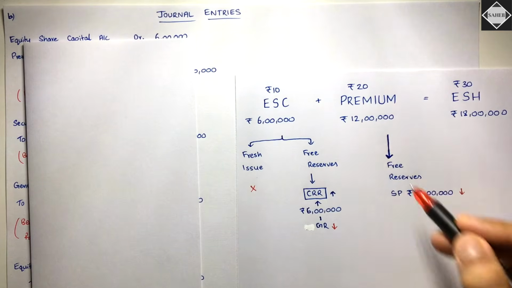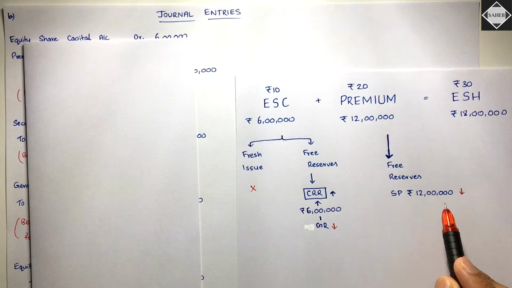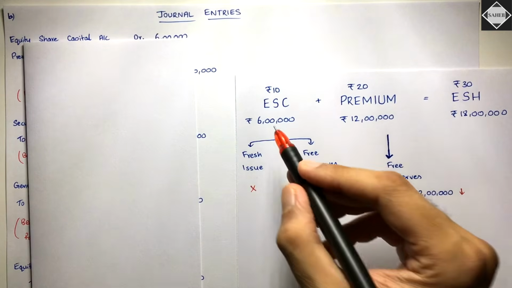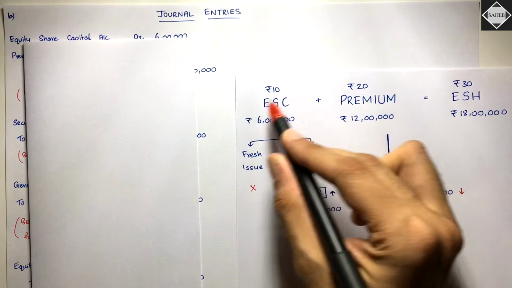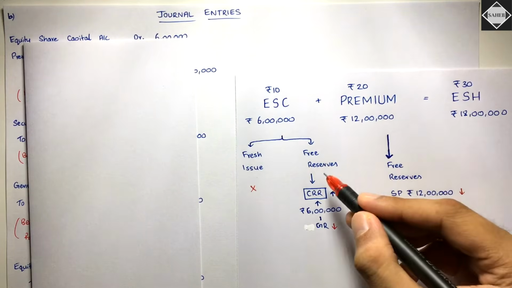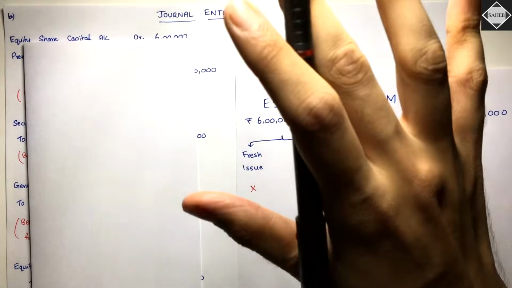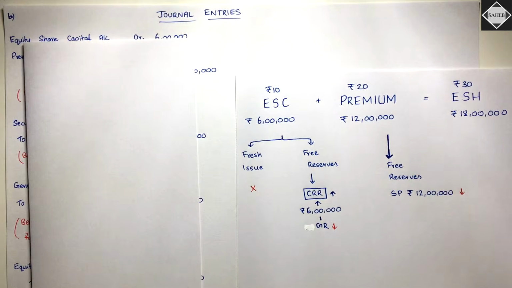Okay, so that is what we did. Securities premium is reducing by 12 lakhs. Is that clear? Simple. And then this 6 lakh capital is being cancelled, which has to be replaced either through a fresh issue or free reserves, isn't it? Source for buyback. We are not doing any fresh issue because the question is completely silent regarding that.